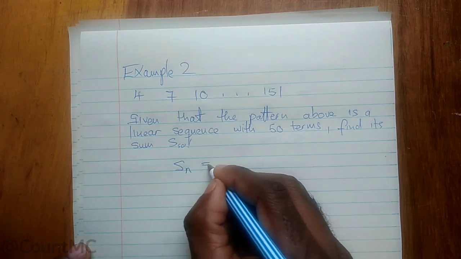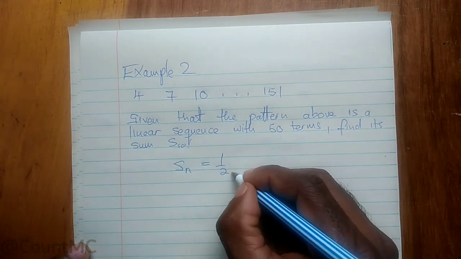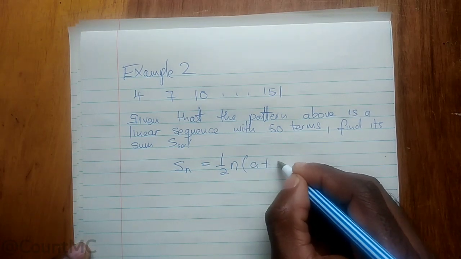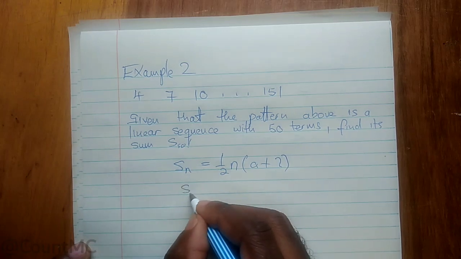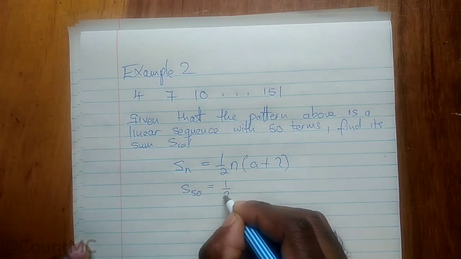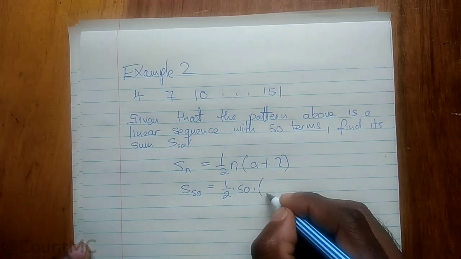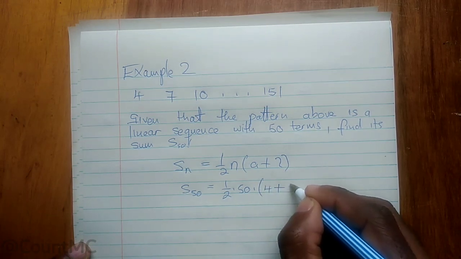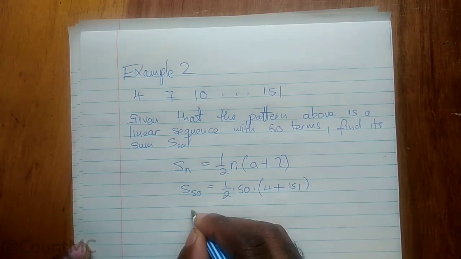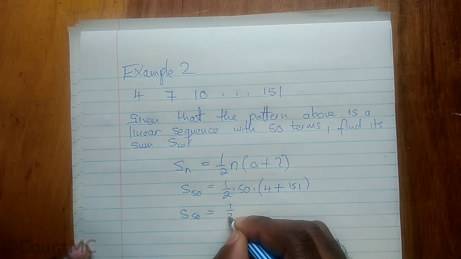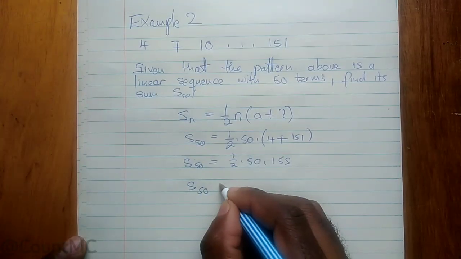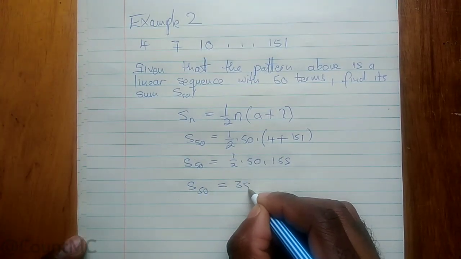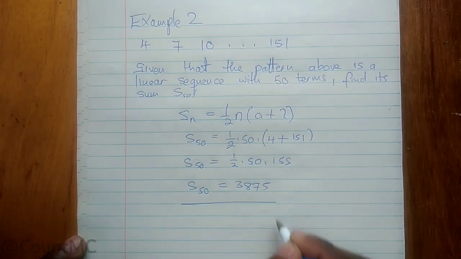We will be referring to other examples using this example. So Sn, you write your formula first. We know the n, we know the a, and we know the l. So we will use this formula. S of 50 is equal to half times 50 times 4 plus 151. S of 50 is equal to 3875.